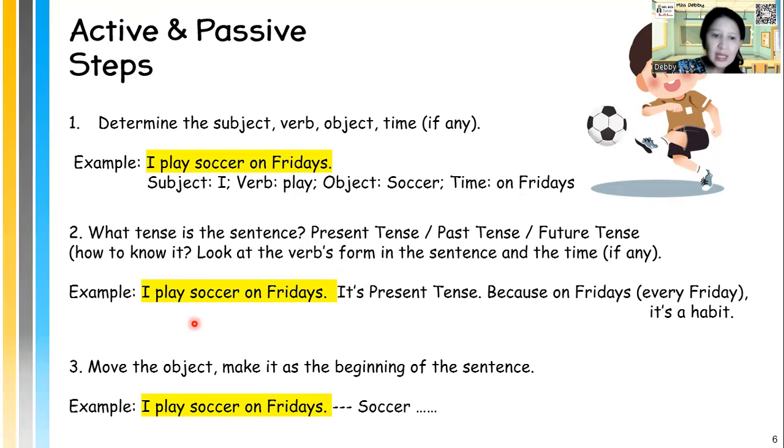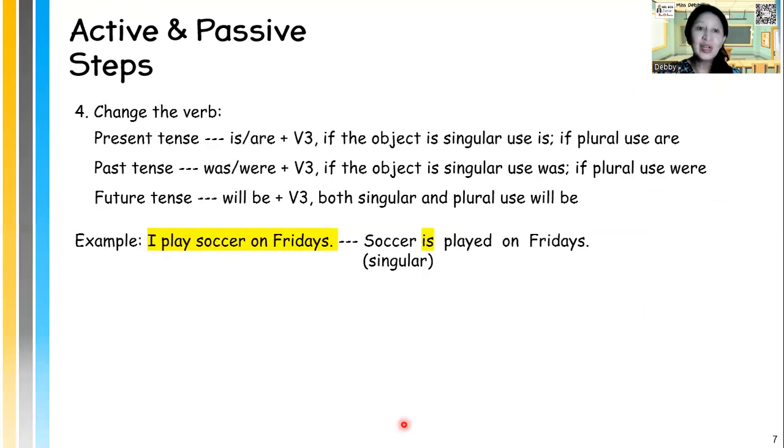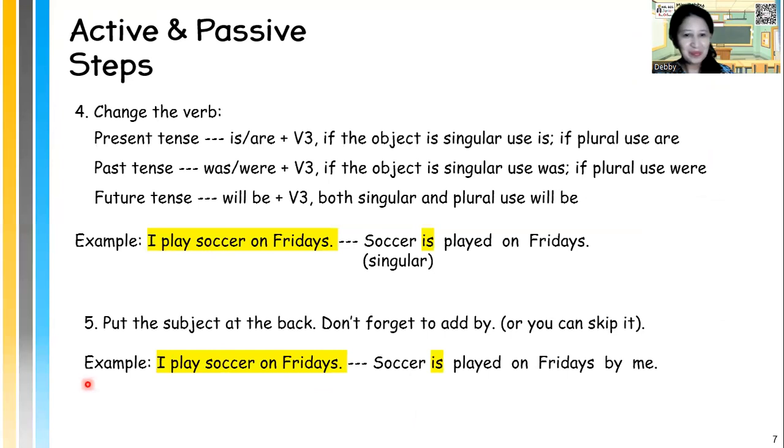And then next step is to move the object to the front. Okay, so soccer. Number 4 is change the verb from verb 1 into verb 3. And then don't forget to add the to be. Because it's singular, we use is, right? Soccer is, and then the verb becomes verb 3, which is the same, play, played. Soccer is played on Fridays. And you can add by me, right? So, soccer is played on Fridays by me. Okay, that's the 5 steps.